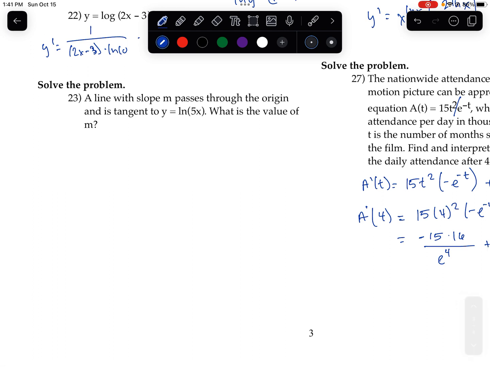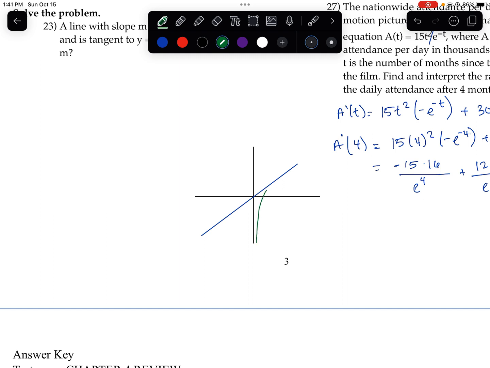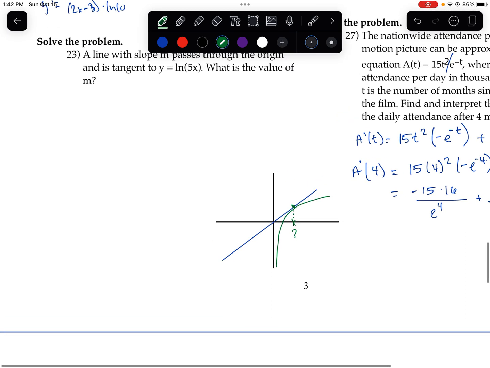Okay, this problem right here. The line with slope m passes through the origin and is tangent to the curve right here. So let me give a visual of this. Let's say that we have a line right here and it passes through the origin. Then we have another curve right here and the line is tangent at some point x right there, which we don't know.